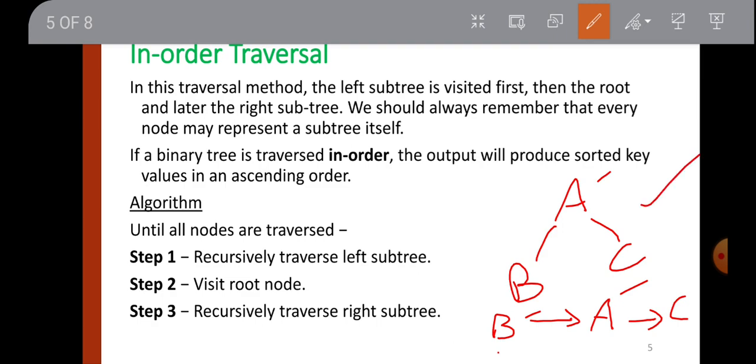All these 3 steps are given in the form of an algorithm. The first step is traversing the left subtree, followed by the root node, then the right subtree. All these 3 steps will be followed recursively till completion of the full tree traversal. This is known as in-order traversal.